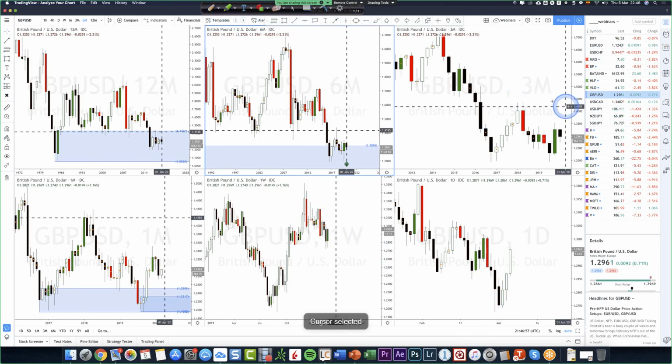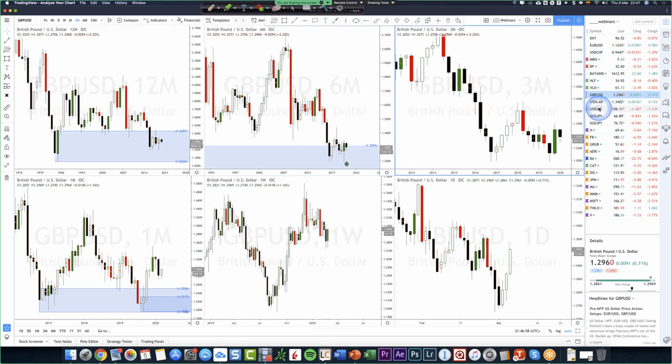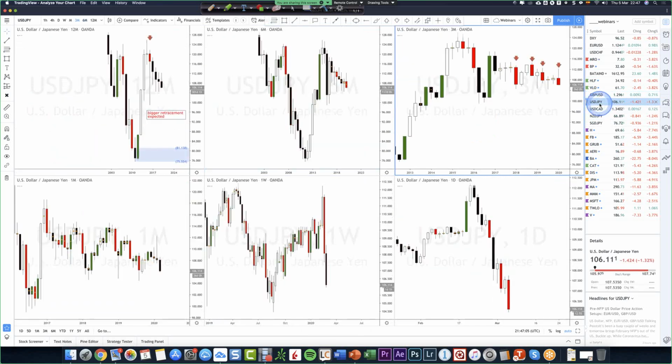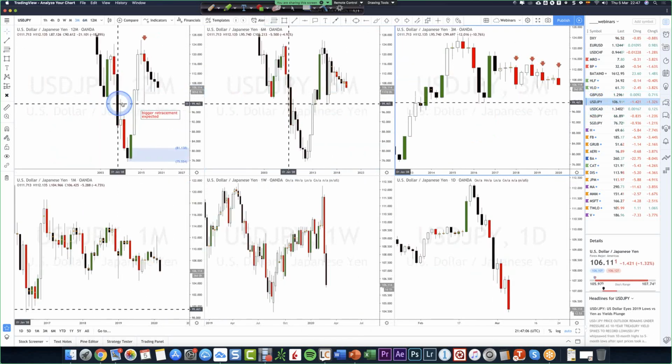So this is the pound dollar. Let's take a look at the dollar yen because this is interesting. Okay, I'm going to move it up. I added some comments over there.